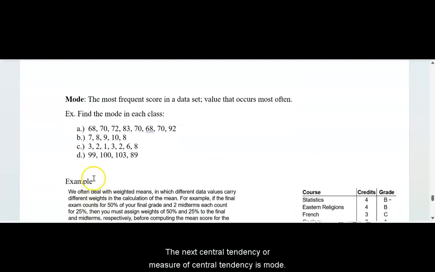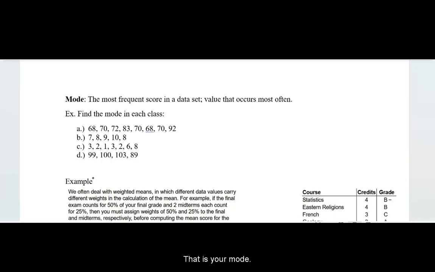The next measure of central tendency is mode. This one, in my opinion, is the easiest one. All you have to do is find the score that is the most frequent score, meaning it has the highest frequency. That is your mode. Now, you can have more than one mode, by the way.